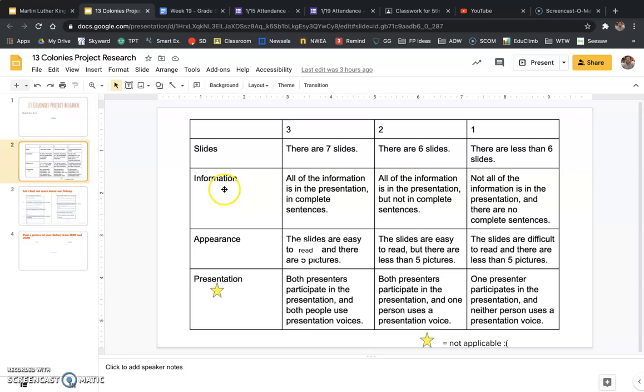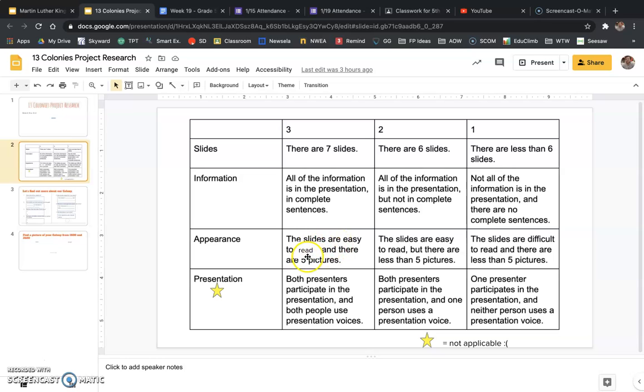Okay, so next, information. All of the information is in the presentation, and it's in complete sentences. Okay, so I'll show you here on the next slide what I need from you as far as information, but as long as it's all in the presentation and you've written in complete sentences, you're good to go on that one too.